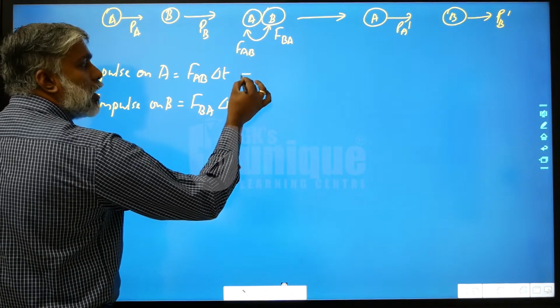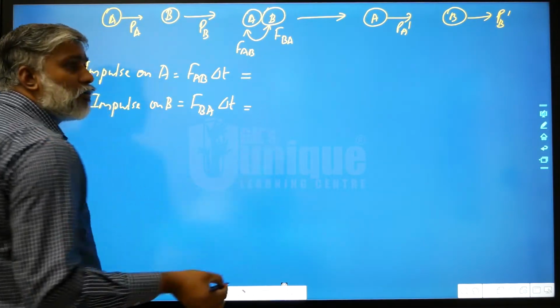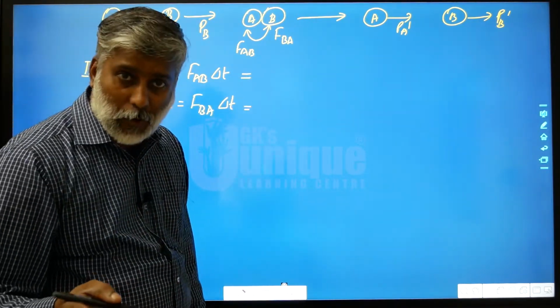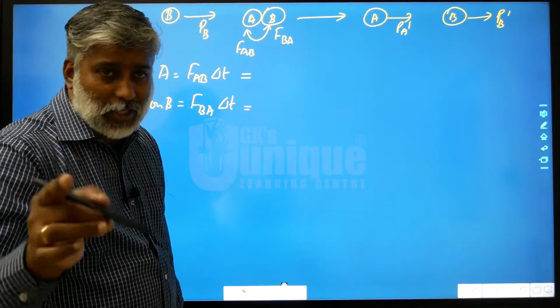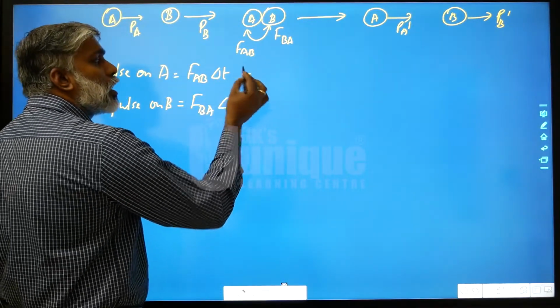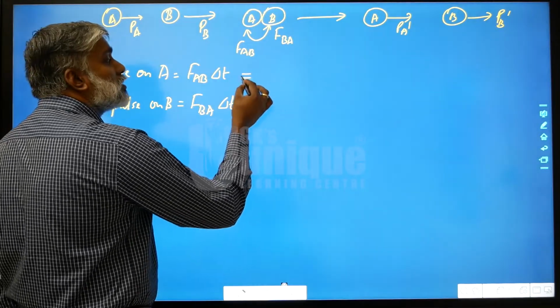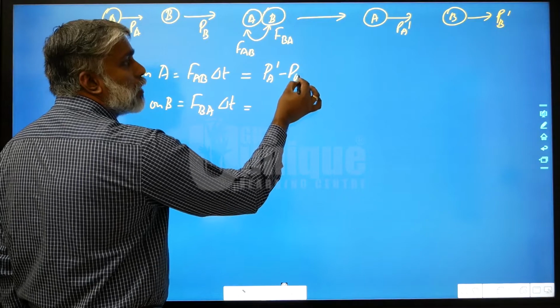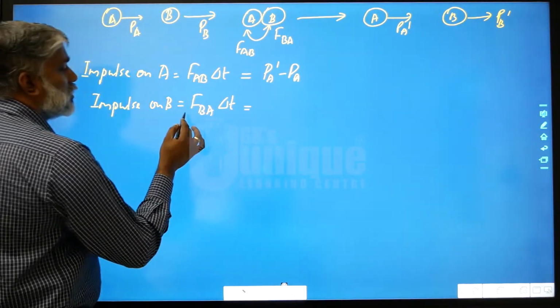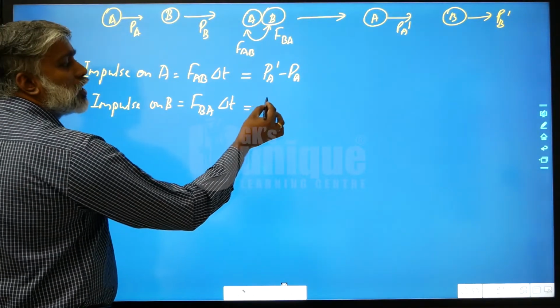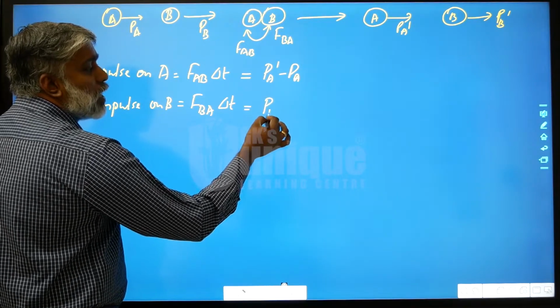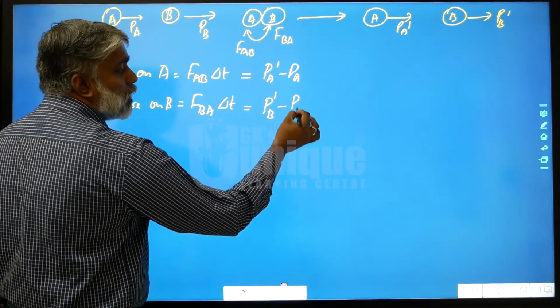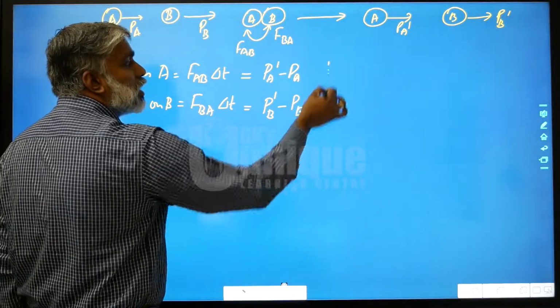Okay. By principle, what principle? Impulse momentum principle. Impulse equal to what? Change of momentum. What is the change of momentum of A? Final momentum minus initial momentum. Any problem? Then this is impulse. Impulse equal to change of momentum. Change of momentum of B: PB dash minus PB. Okay. Then what is the next thing I want?